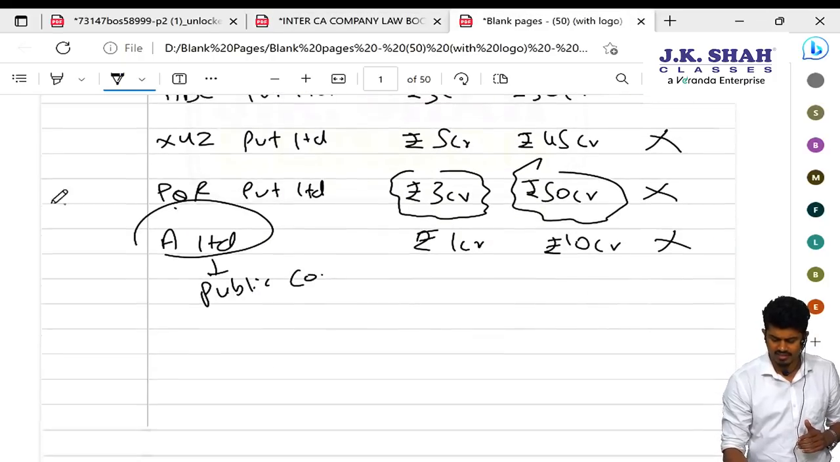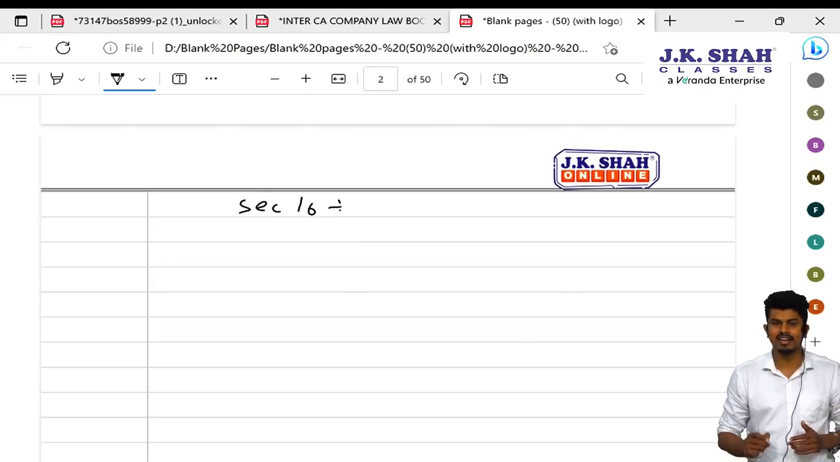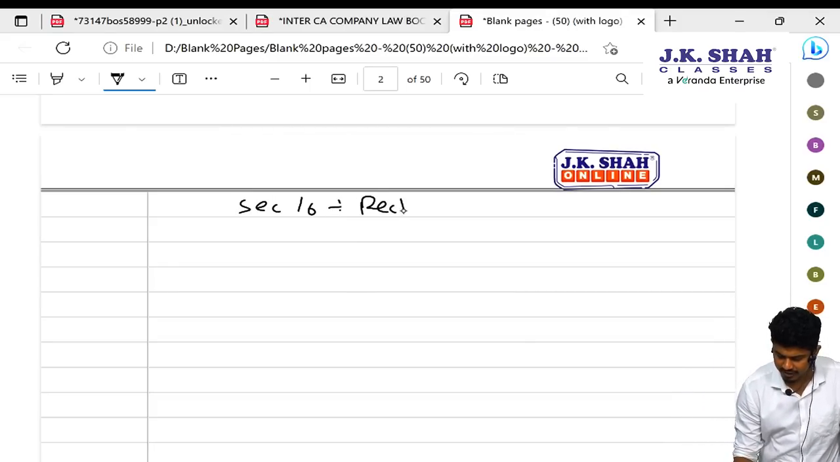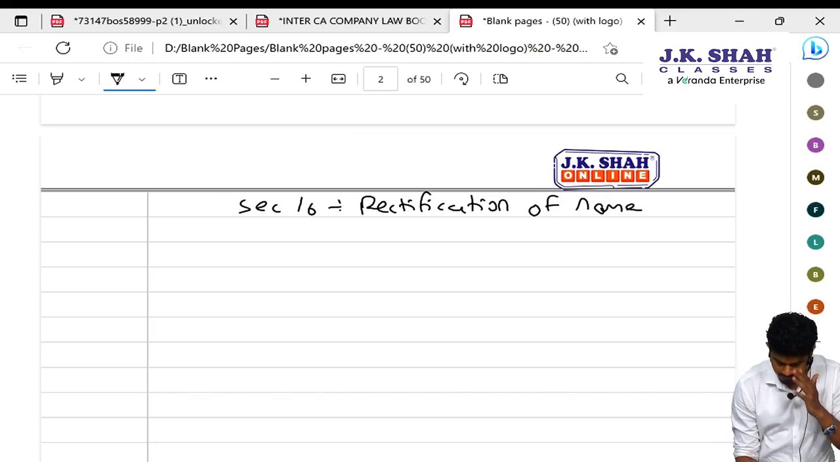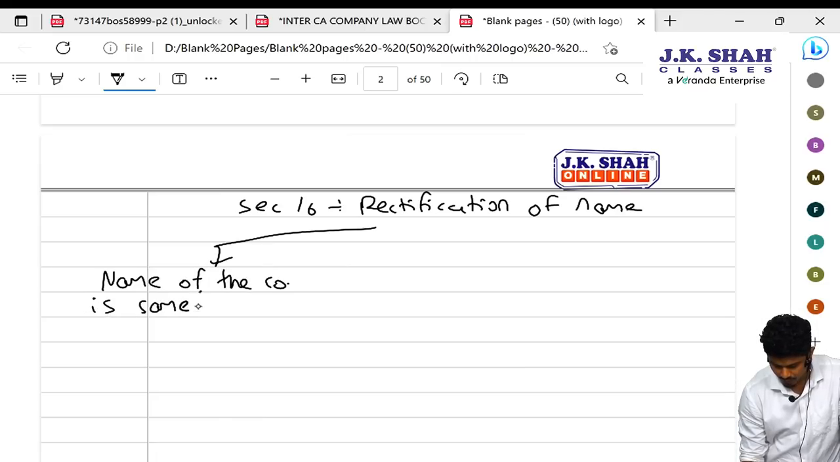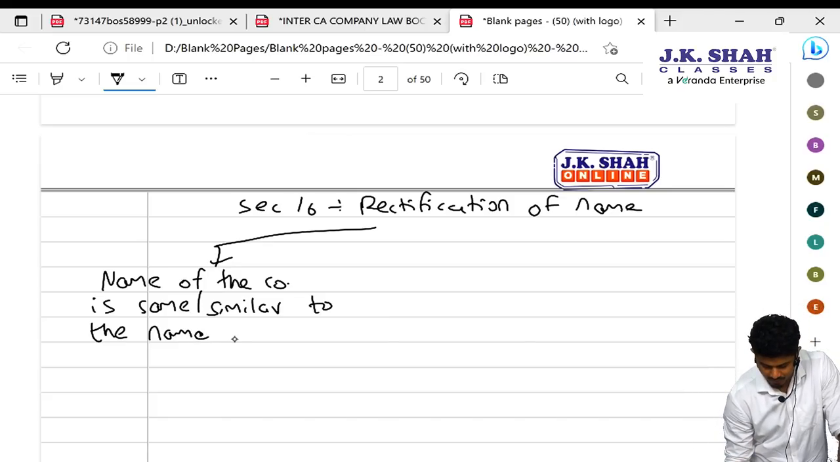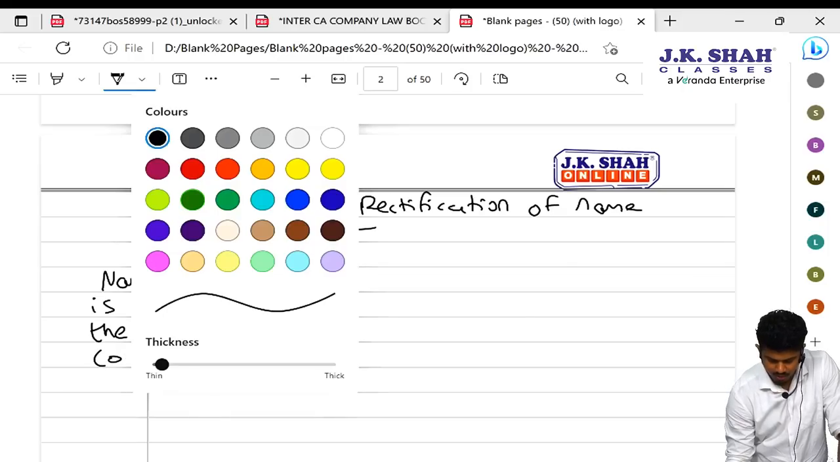See, there is something called section 16 of Companies Act 2013, which talks about rectification of name. Okay. So now, the name of my company. Name of the company is same or similar to the name of an existing company. Please ignore my handwriting.